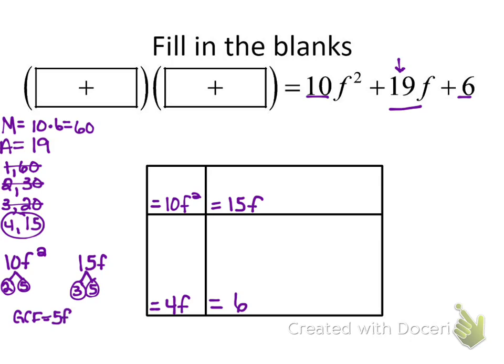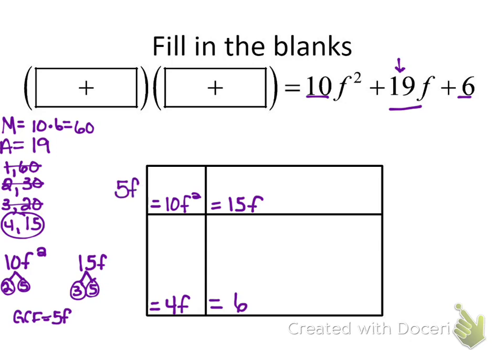F. So that's the greatest common factor of my top row. So what does that represent on my area model for the top row? The top row is what? Not length. Height. Yeah, so 5F.